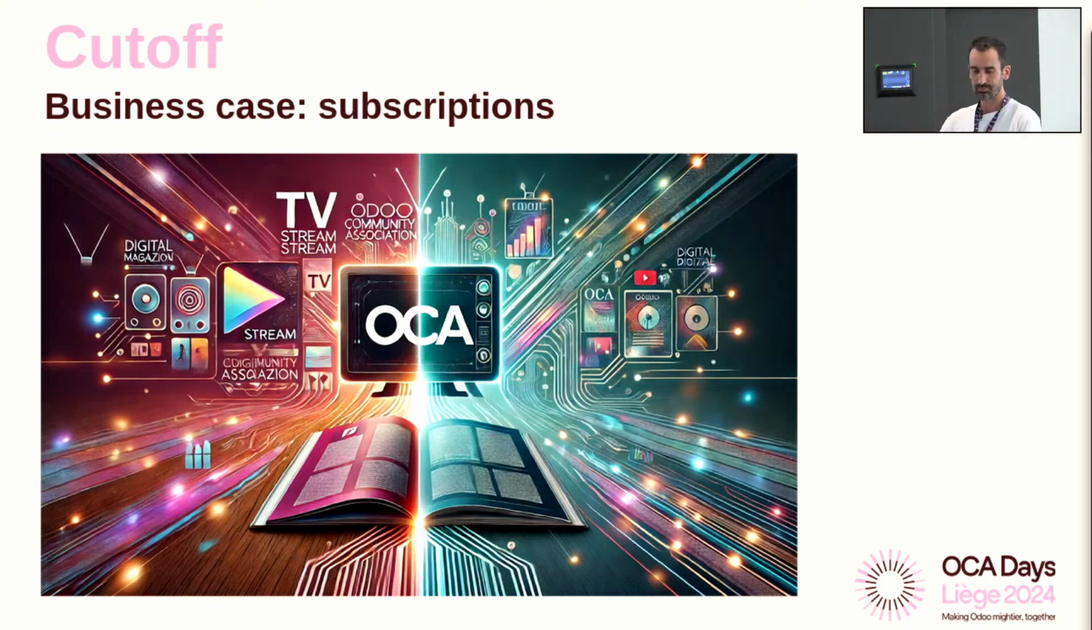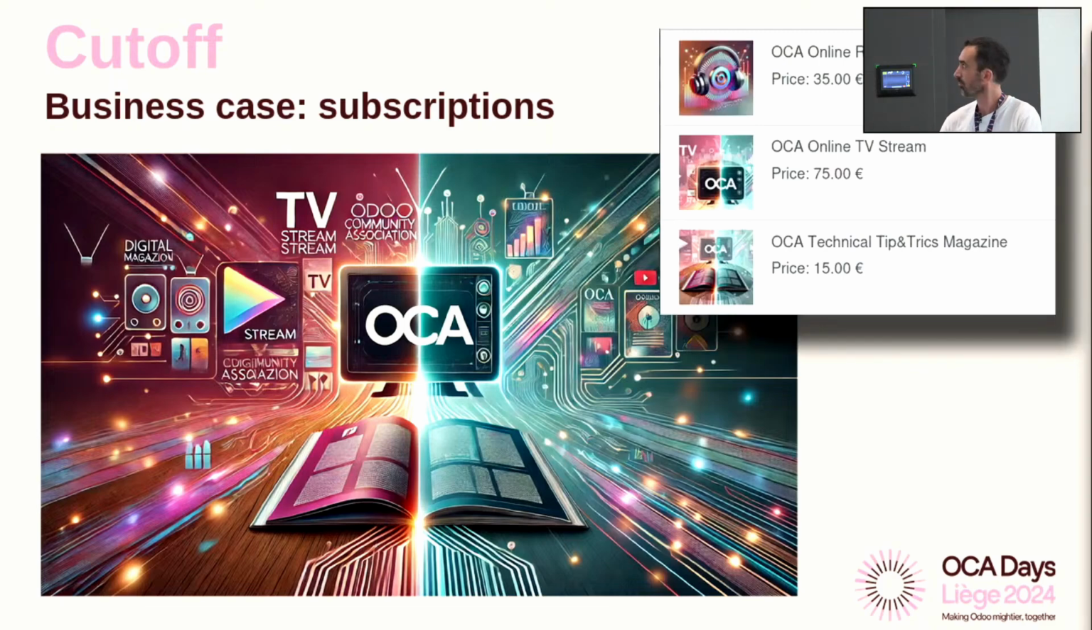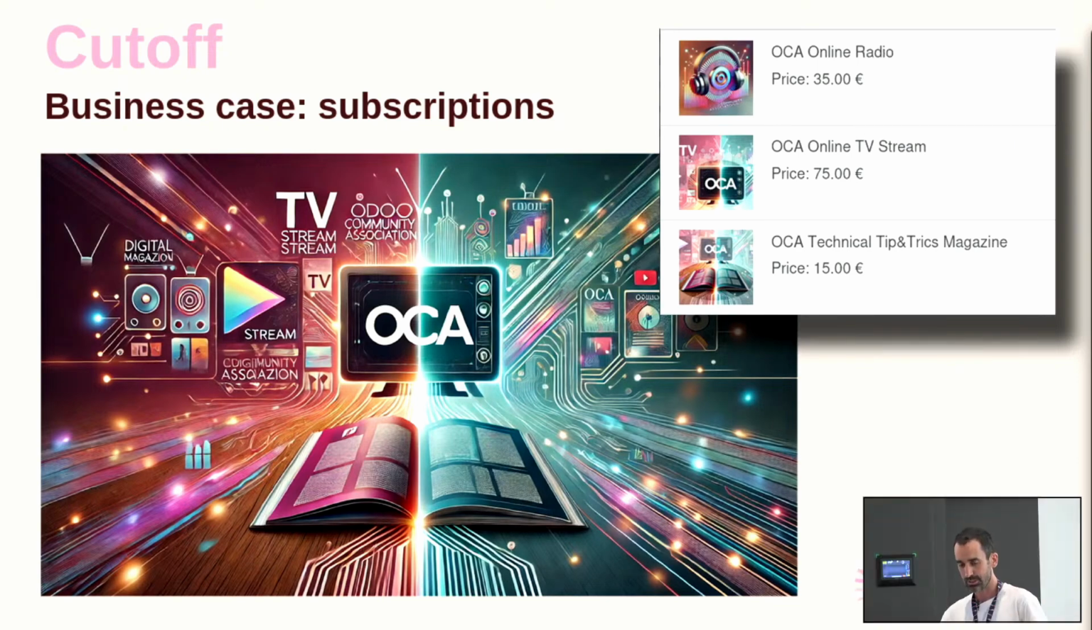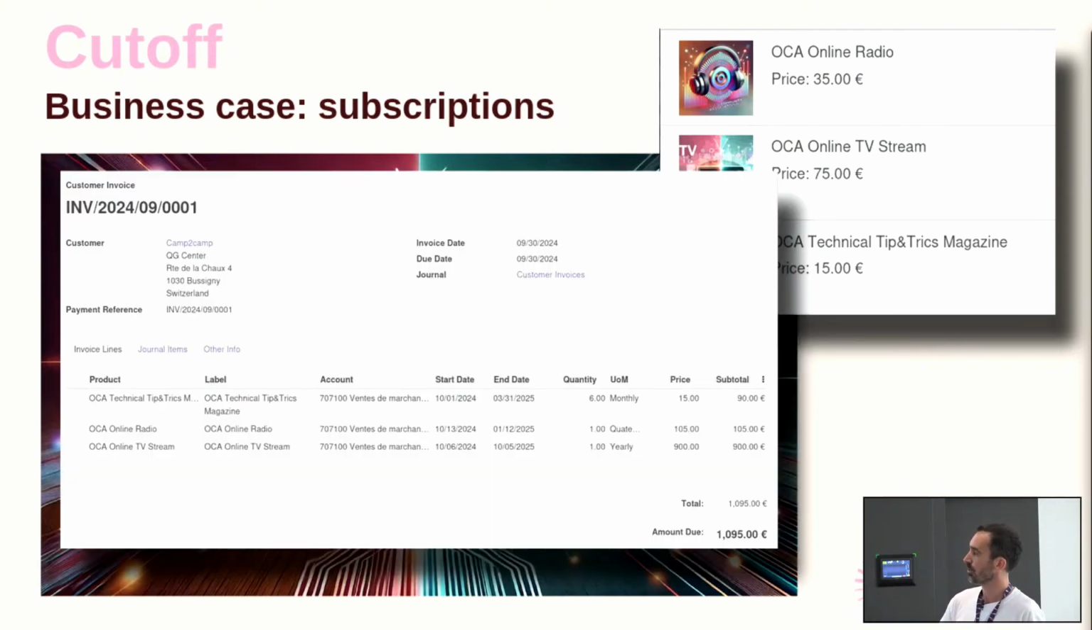Let's imagine OCA starts to sell live streams, or radio, TV streams, and technical magazines. So I'm taking an example for explaining cutoff. Let's say customers go to the website of OCA and order those items.